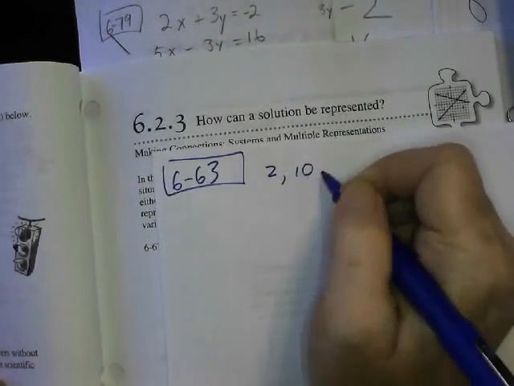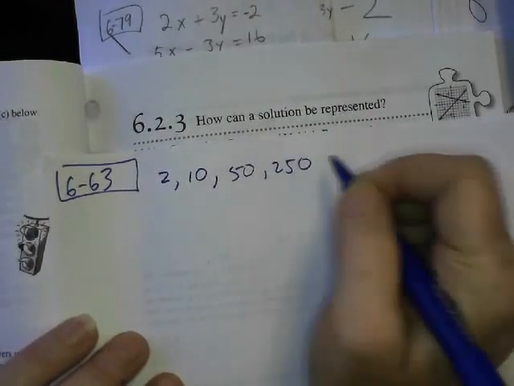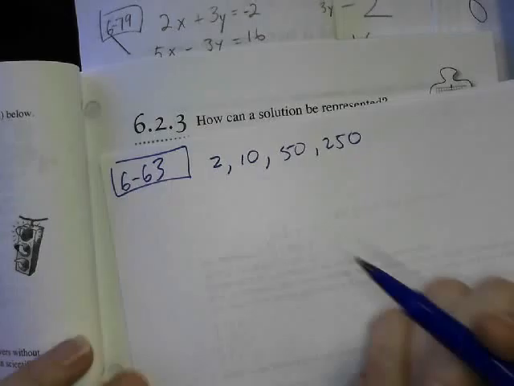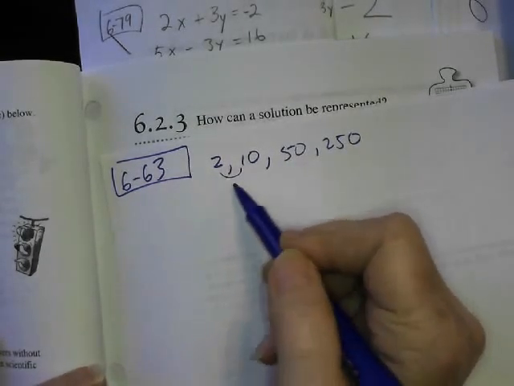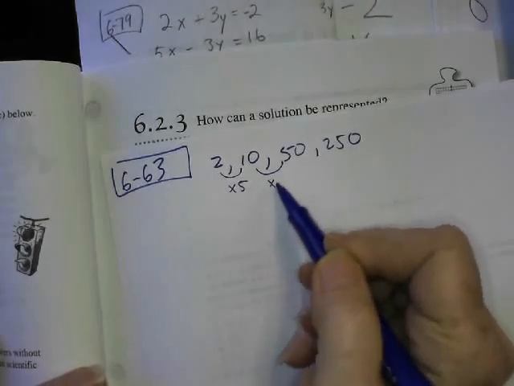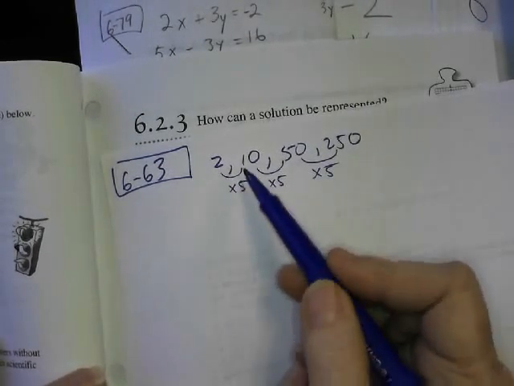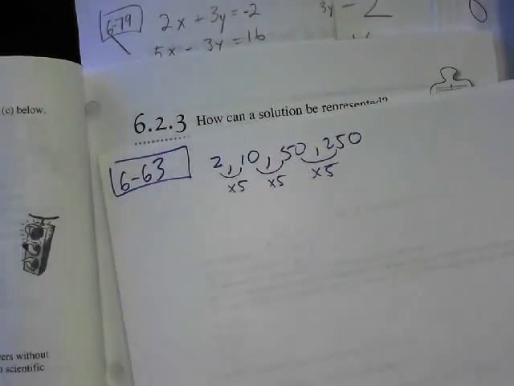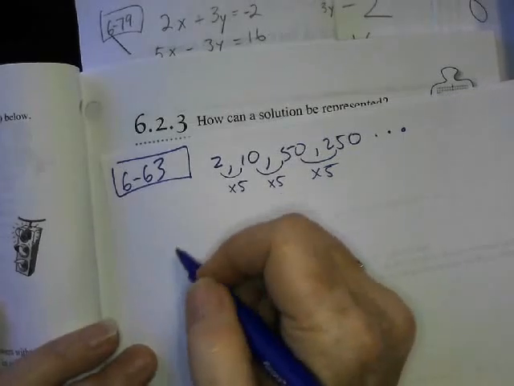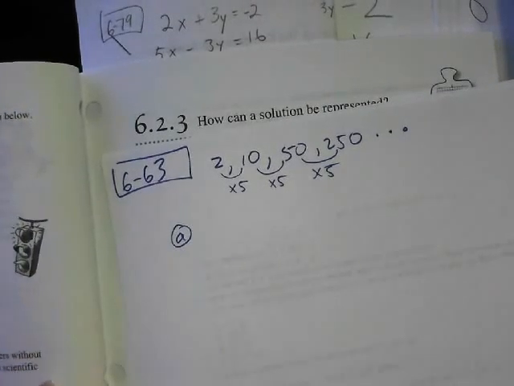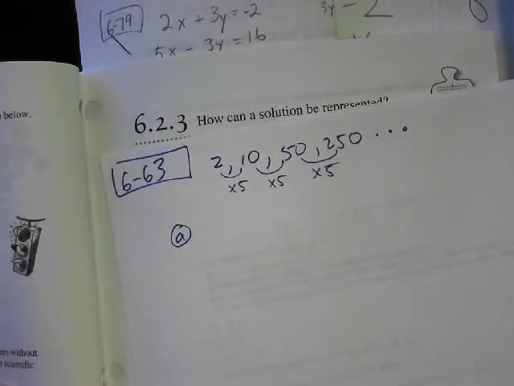So 6-63, here's a sequence. It says 2, 10, 50, 250. I think it may be times 5, but I'm not absolutely sure. Yeah, I think it looks like it's times 5. Because if it keeps doing it that many times, it is. If it just does it once, and then it doesn't do it on the next one, then you got a problem, but you're right. It's geometric. That's what I got. Good. She knows that when it multiplies, it's called geometric.